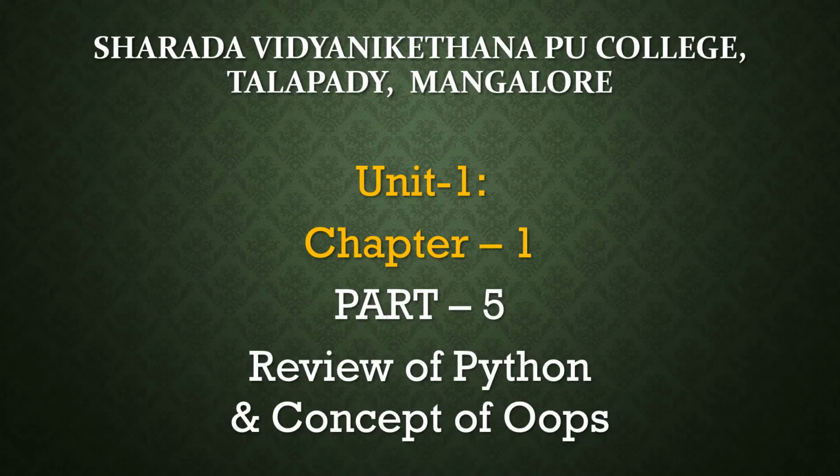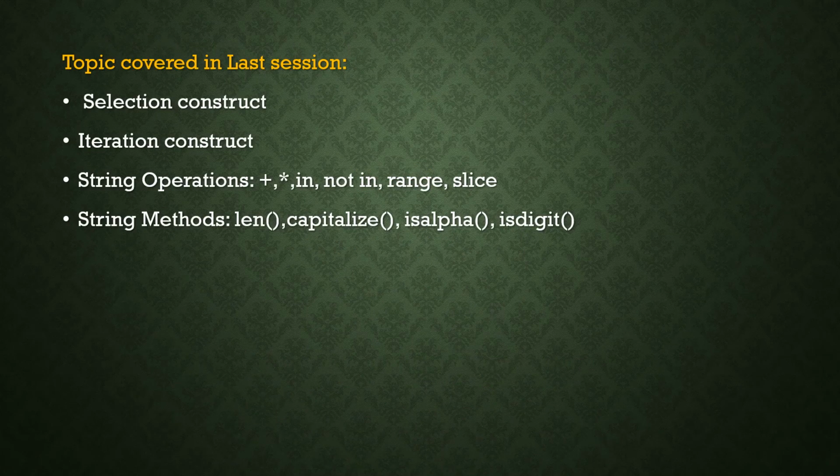Chapter 1, Unit 1, Part 5, Review of Python Programming and Concept of OOPS. Actually, it's the fifth session and fourth session. There are some points we need to study here. The topic covered in the last session is the selection construct. Selection construct means using if statements in various branches: if, elif, if then elif, etc.